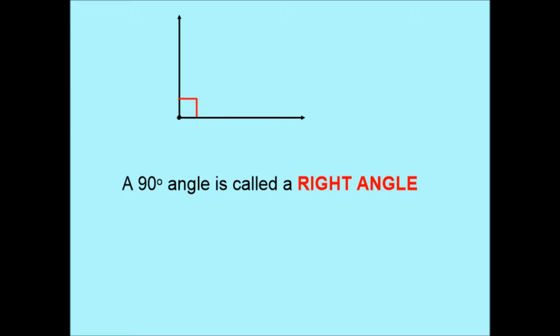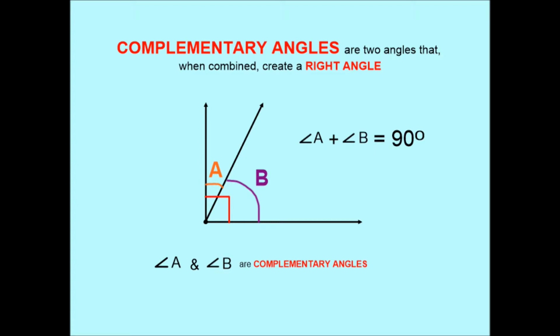It's important to remember that a right angle is formed when two lines meet in a perpendicular fashion and form a 90-degree angle. Complementary angles happen when two angles are combined to form a right angle. Here, angle A plus angle B add up to be 90 degrees, which makes them a right angle and complementary.